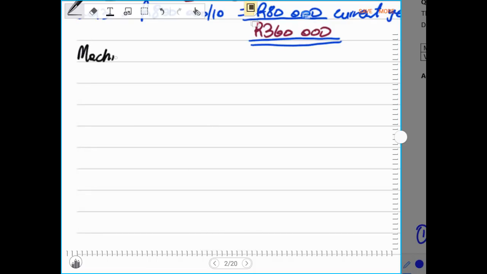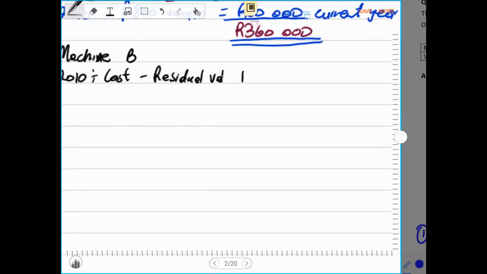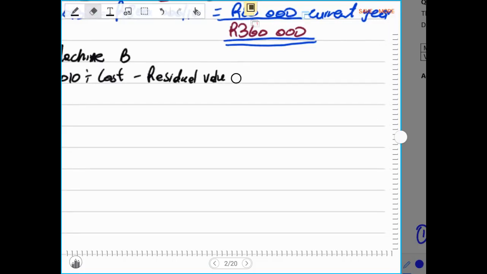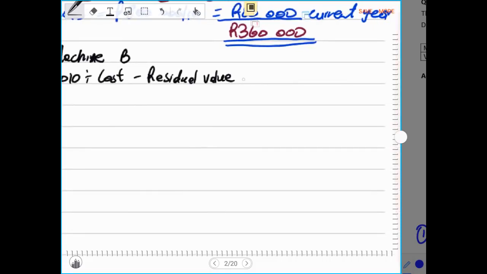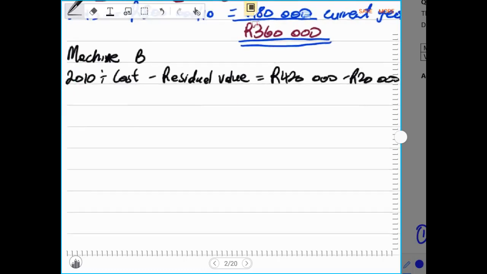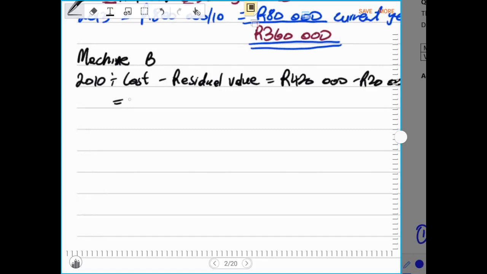Machine B. And now we still need to say for the year 2010, we need to know the cost of this machine minus the residual value for this machine. Then we say the cost for this machine was given to us as 420,000 rands, and the residual value was 20,000, and useful life was 4 years. So now meaning we will get to an amount of 400,000.